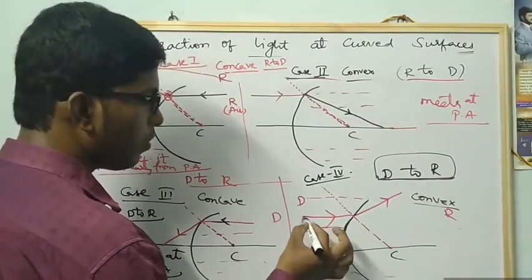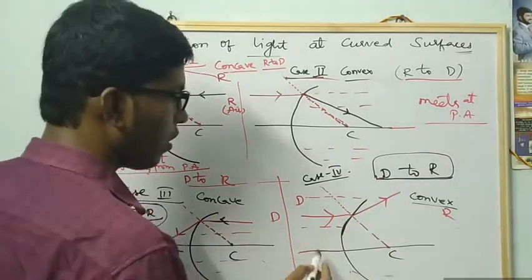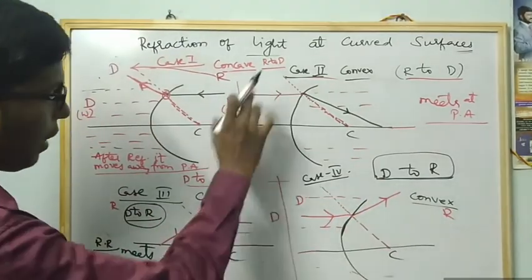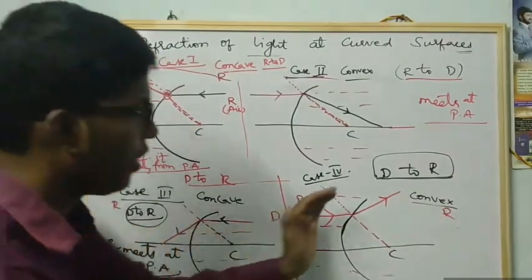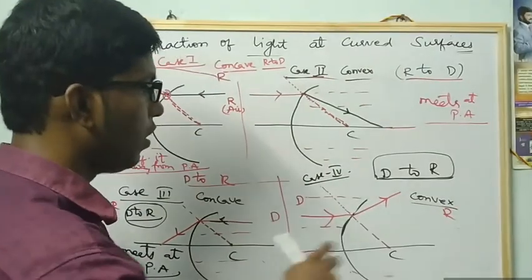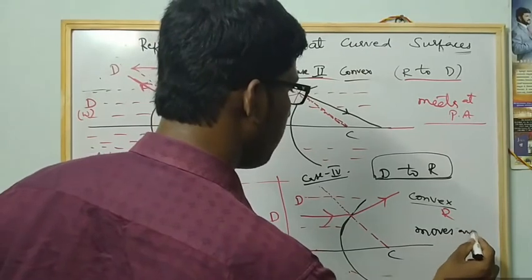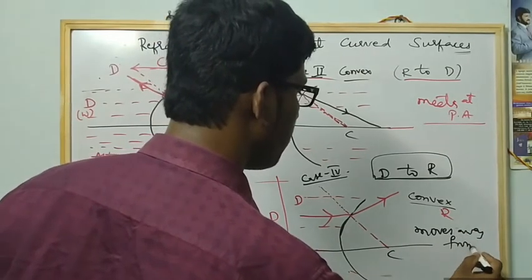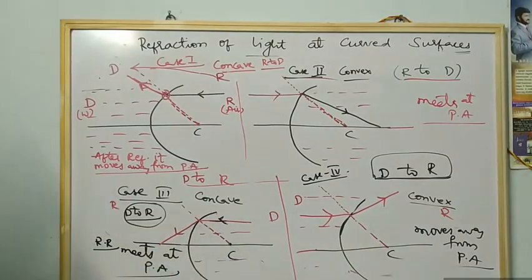So now here denser to rarer. This is also denser to rarer. Now the light ray is traveling parallel in all four cases, and strikes here. It strikes the concave, and here it strikes the outer side, convex. I said convex. What happens? It moves away from the principal axis. Do you understand? These are the four cases. I think you have understood.